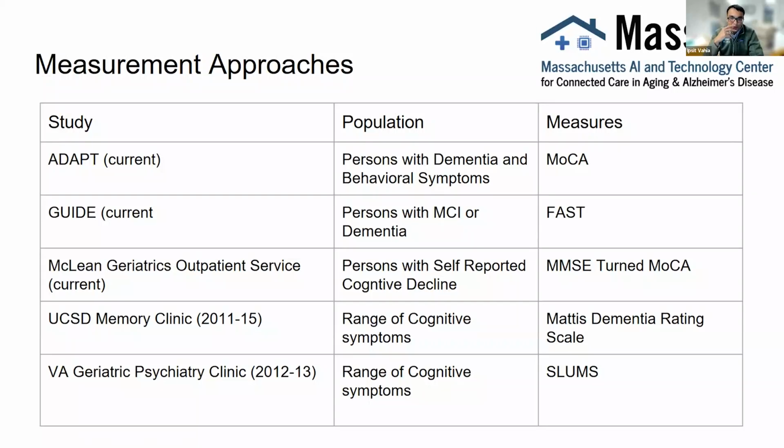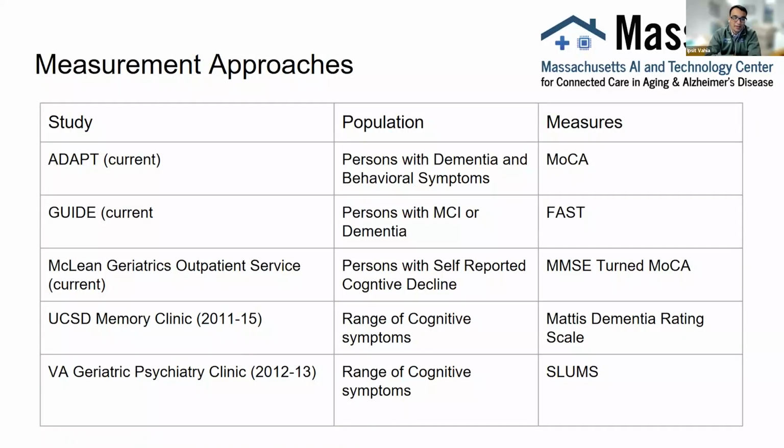So the population here is people with dementia and coexisting behavior symptoms. And we elected to go with the Montreal Cognitive Assessment because we needed to strike a balance between a scale that was relatively easy to use, and we didn't need a deep characterization of cognitive function. The diagnostic, the underlying pathology was not as relevant.